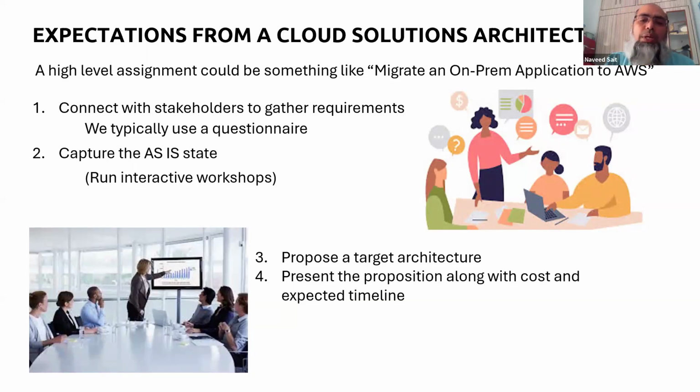So all that goes as part of the requirements. Based on all of this, we say, here is an architecture. See if this meets all your requirements. Let's talk about it. Then we present the solution, the proposition, along with cost and expected timeline. Anybody will want to know when the building will be completed, when I will get it.